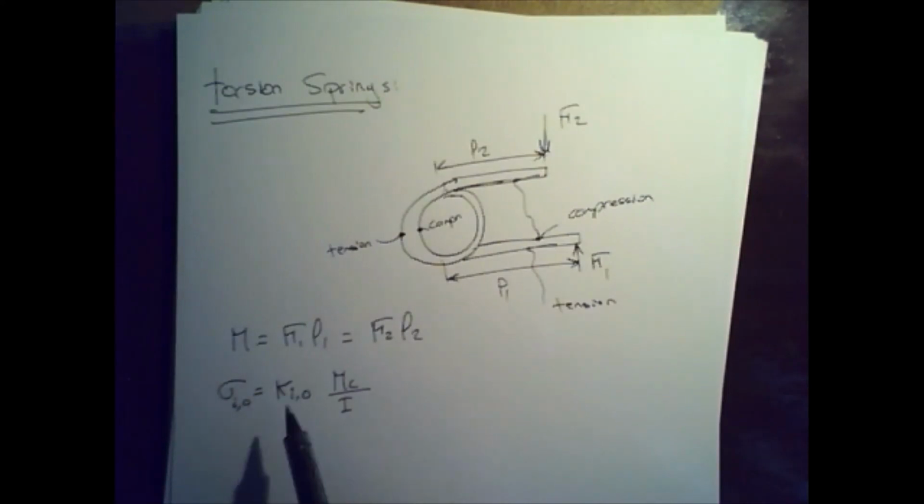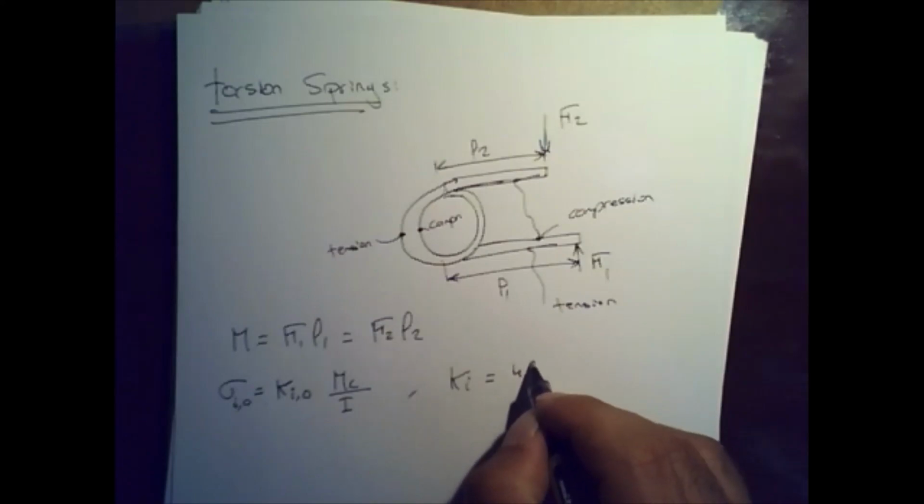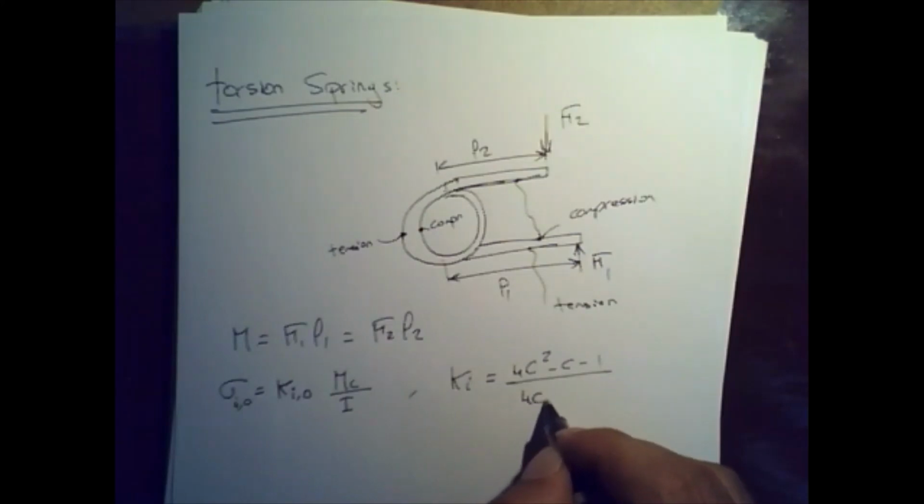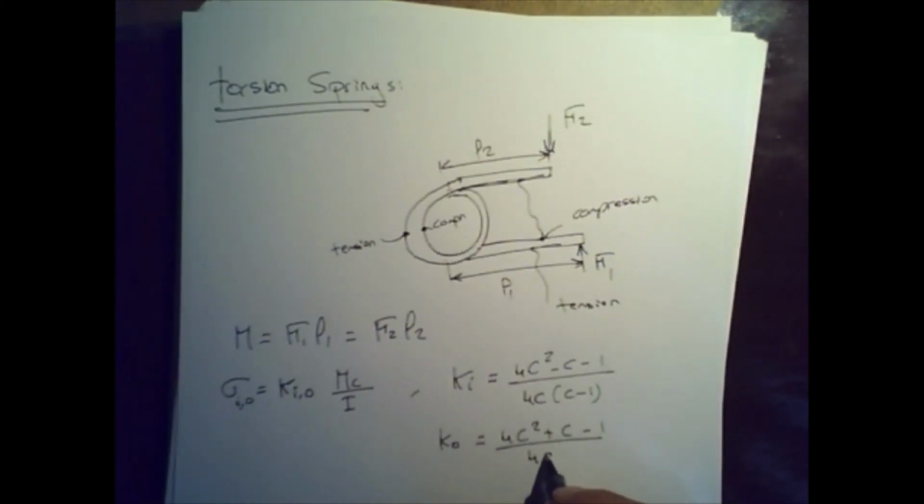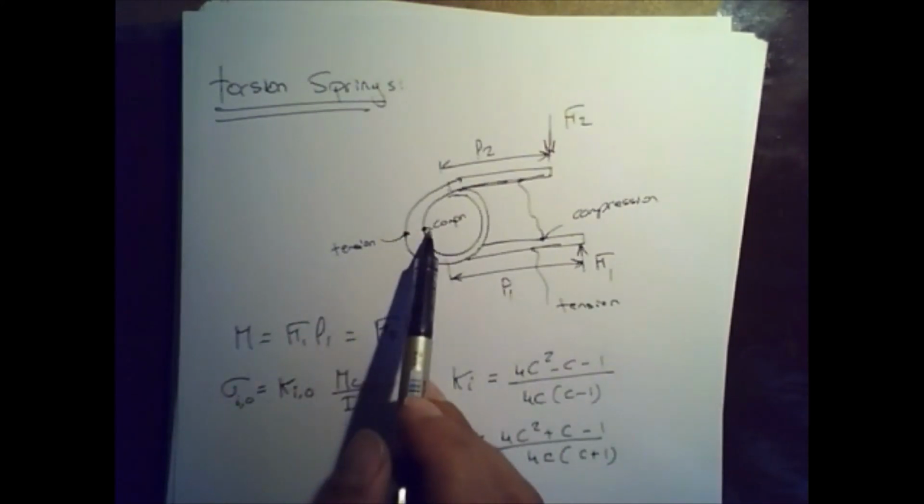How about Ki and Ko? They are given to you in the notes. Ki is equal to (4C squared minus C minus 1) divided by 4C times (C minus 1), and Ko is equal to (4C squared plus C minus 1) divided by 4C times (C plus 1). It turns out that Ki is greater than Ko because you have C minus 1 here and C plus 1 there. If Ki is greater, it means you're going to have more stress on the inside than on the outside.